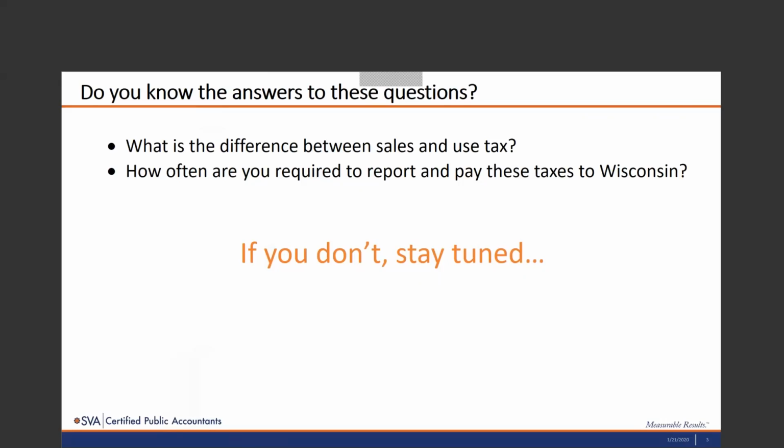So it's something that you really want to be on top of to make sure you're not paying in too much. You also really want to be on top of it to make sure you're withholding it from all the right places and from all the right sales.